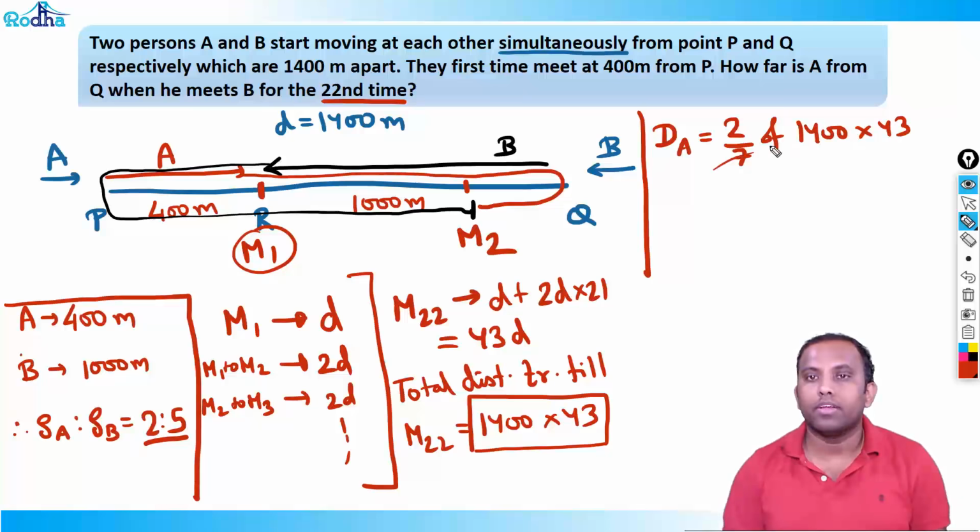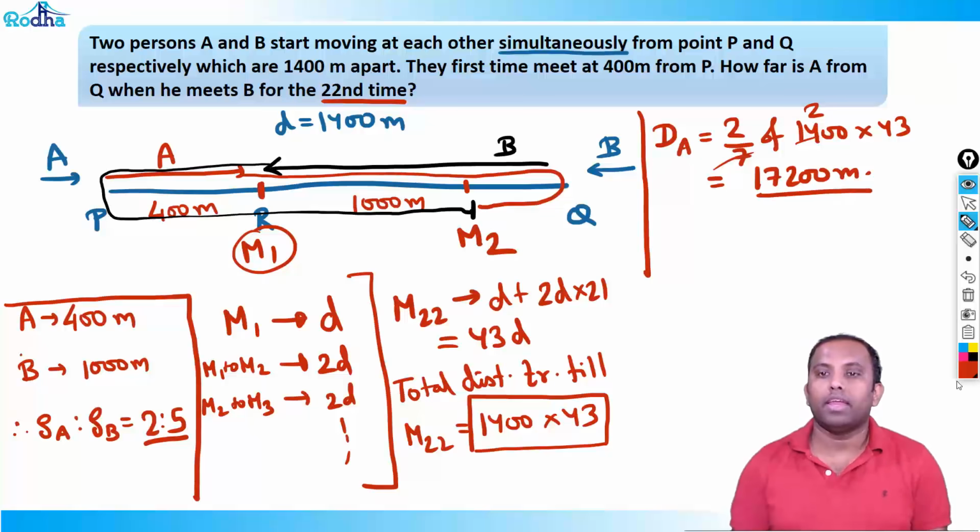Right? We can cancel here, 7 twos are 14. So 200 into 43, that is 400 into 43. So 43 into 4 is how much? 172. So it becomes 17,200 meters. That means the total distance traveled by A is 17,200 meters, because we are interested in A only.